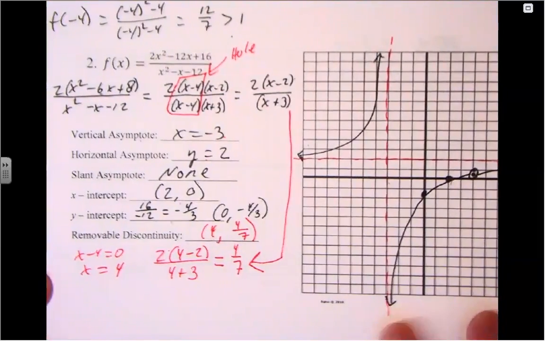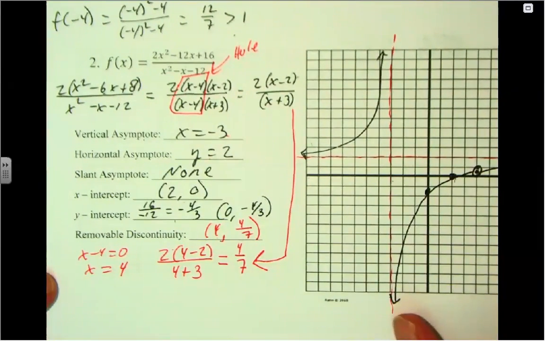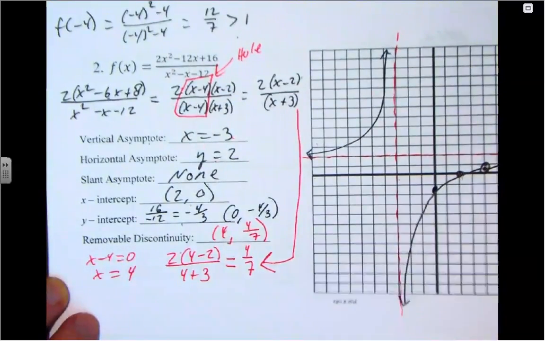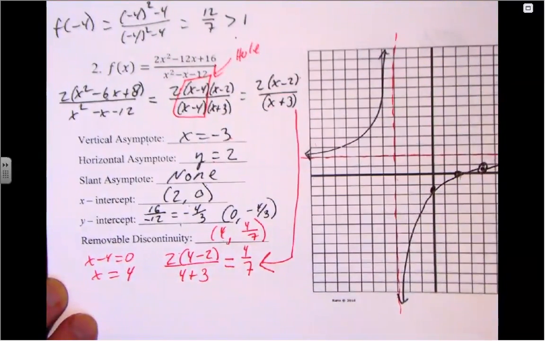Questions, comments? I'm going to try to get through the last 2 before we run out of time. I think I can because the last 2 are a little bit easier, honestly. There's not a hole.